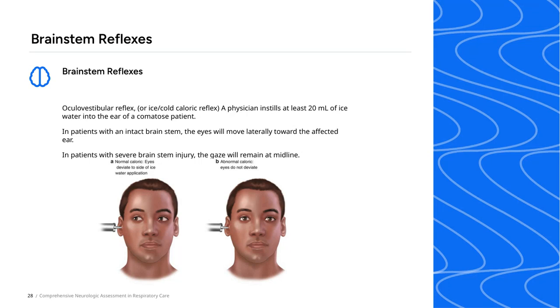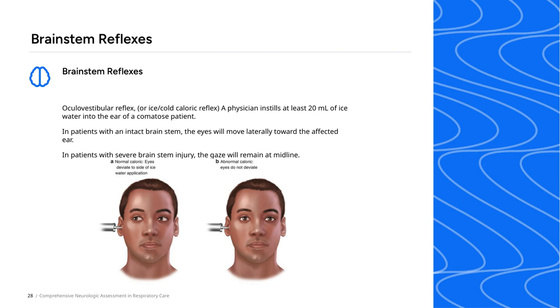Now, let's talk about the oculovestibular reflex, also known as the ice or cold caloric reflex. This is a key test we use during a comprehensive neurologic assessment, especially in patients who are comatose. The process involves instilling about 20 milliliters of ice water into the patient's ear. If the brainstem is intact, you'll typically see the eyes move laterally, or sideways, toward the affected ear.